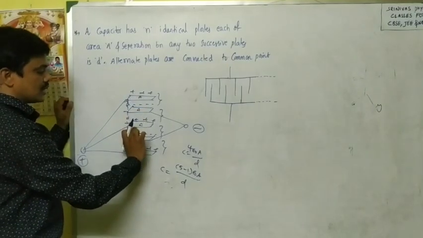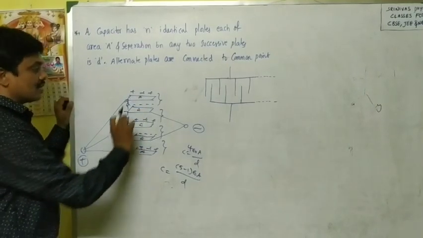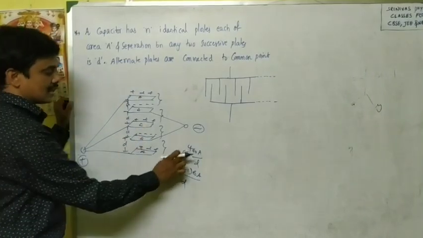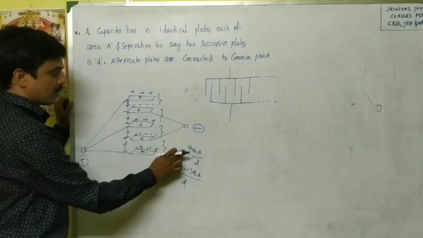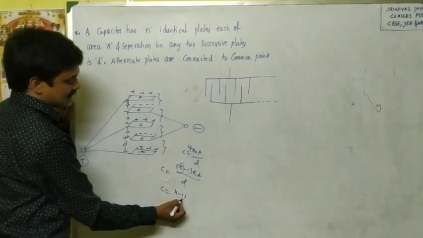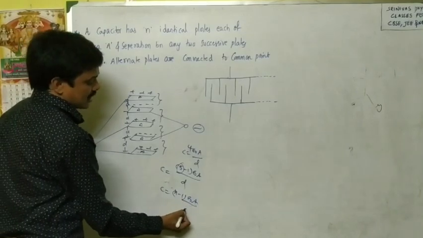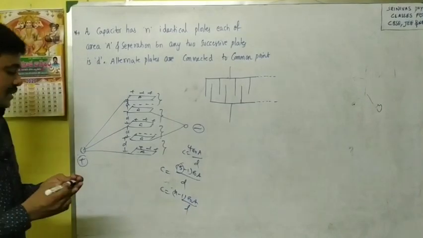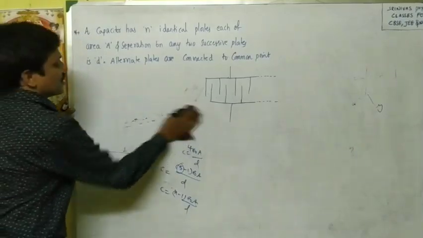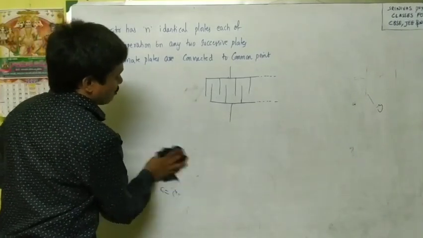1 2 3 4 combinations are there. One plus and one minus plate form one capacitor. Like this 4 capacitors are there, then 4 epsilon naught A by D, and I am writing 4 as 5 minus 1. What is 5 here? 5 is the number of plates, right? And minus 1 into epsilon naught A by D. This is the formula. It was very simple. And here n plates are there instead of 5 plates.